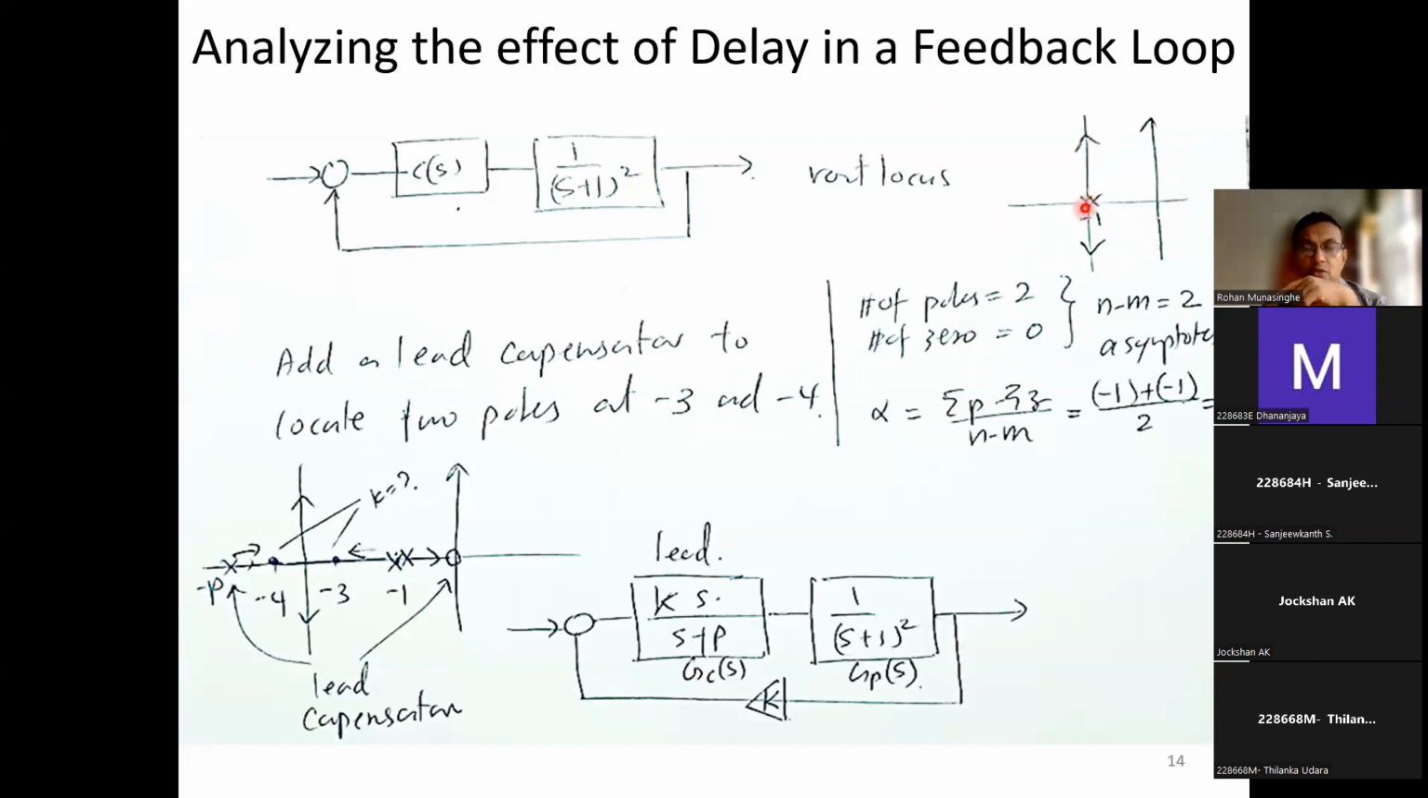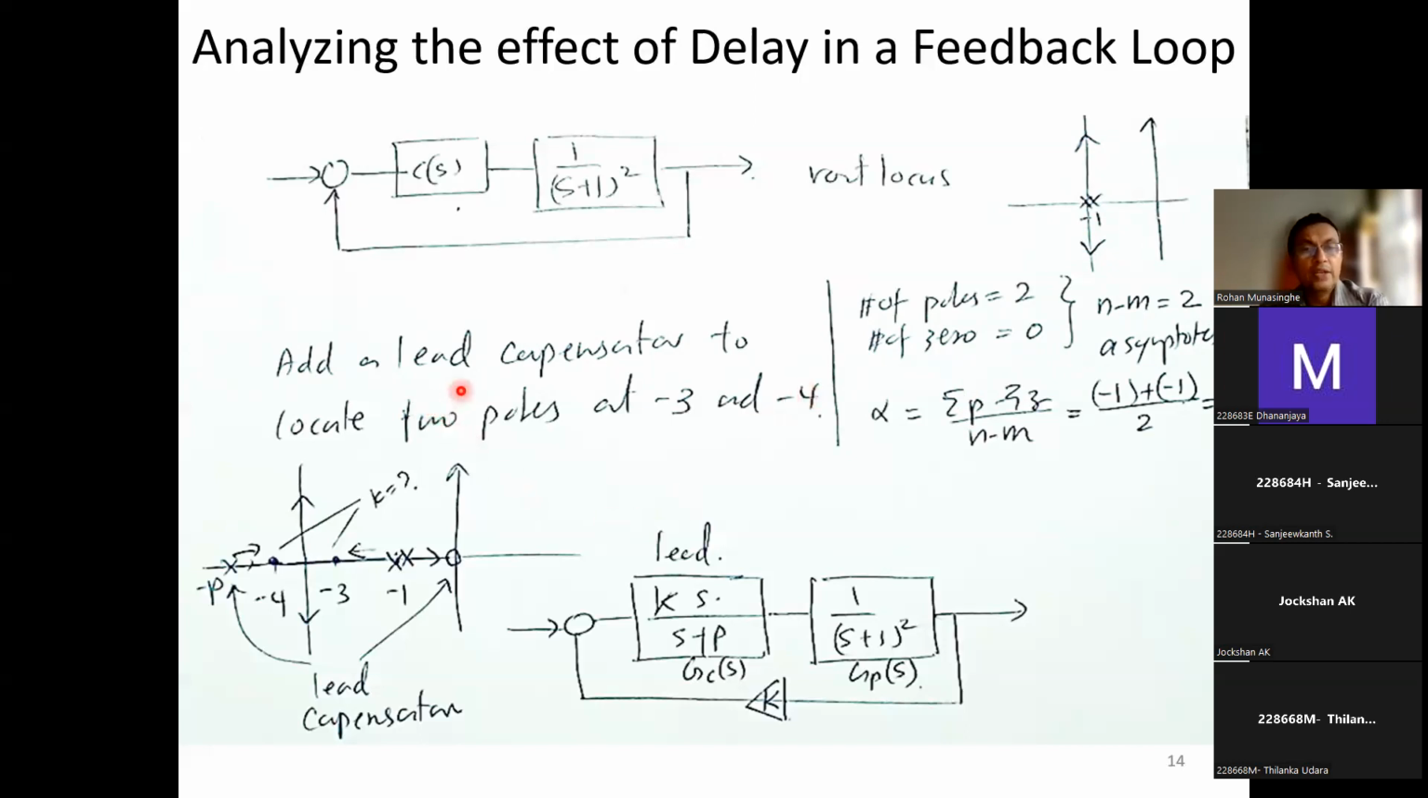In fact, 2 asymptotes means one single line, right? So alpha, where they intersect or where they cross the x-axis, is the summation of poles minus the summation of zeros divided by n minus m, which is minus 1. So when you increase your gain, one pole goes up, the other pole goes down. This is all what we have already covered in semester 1, root locus.